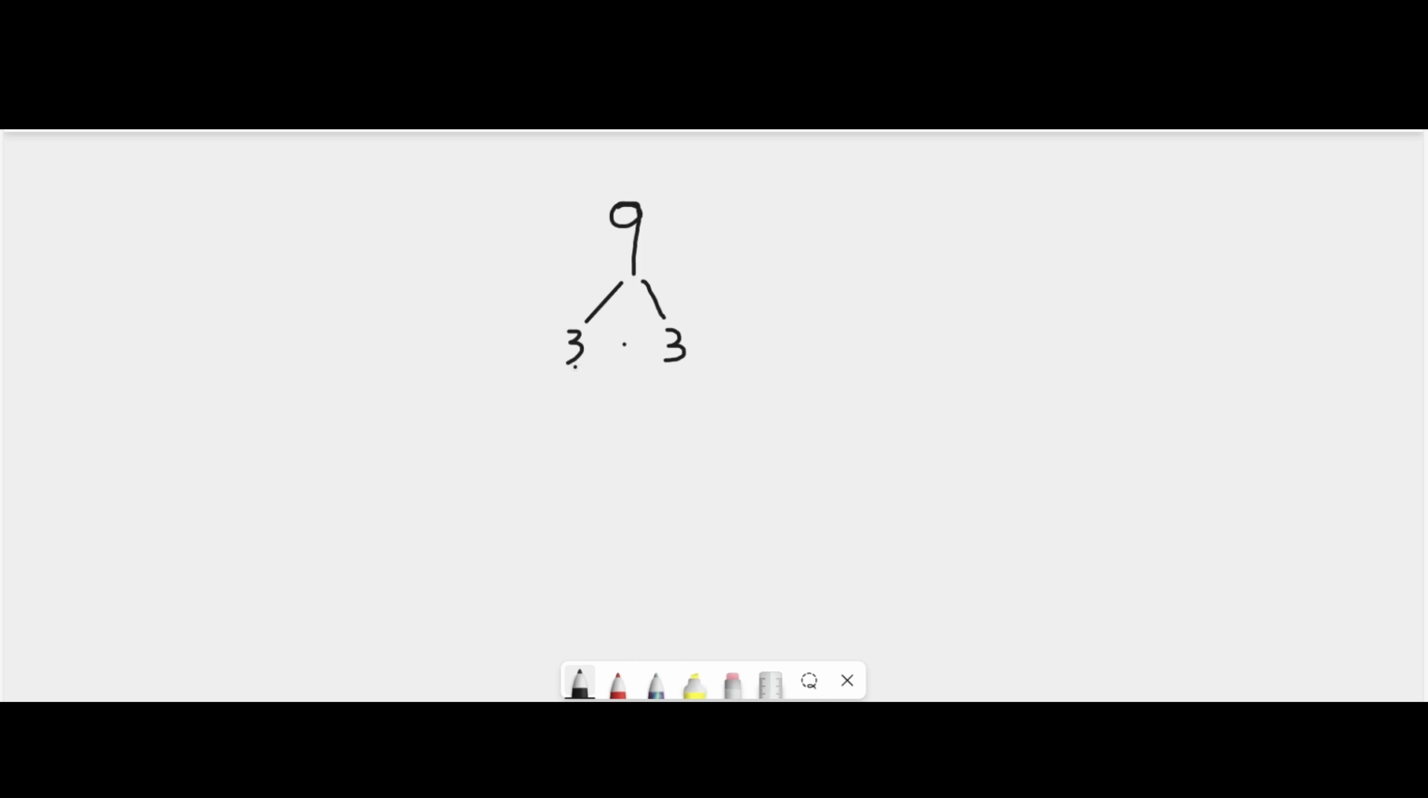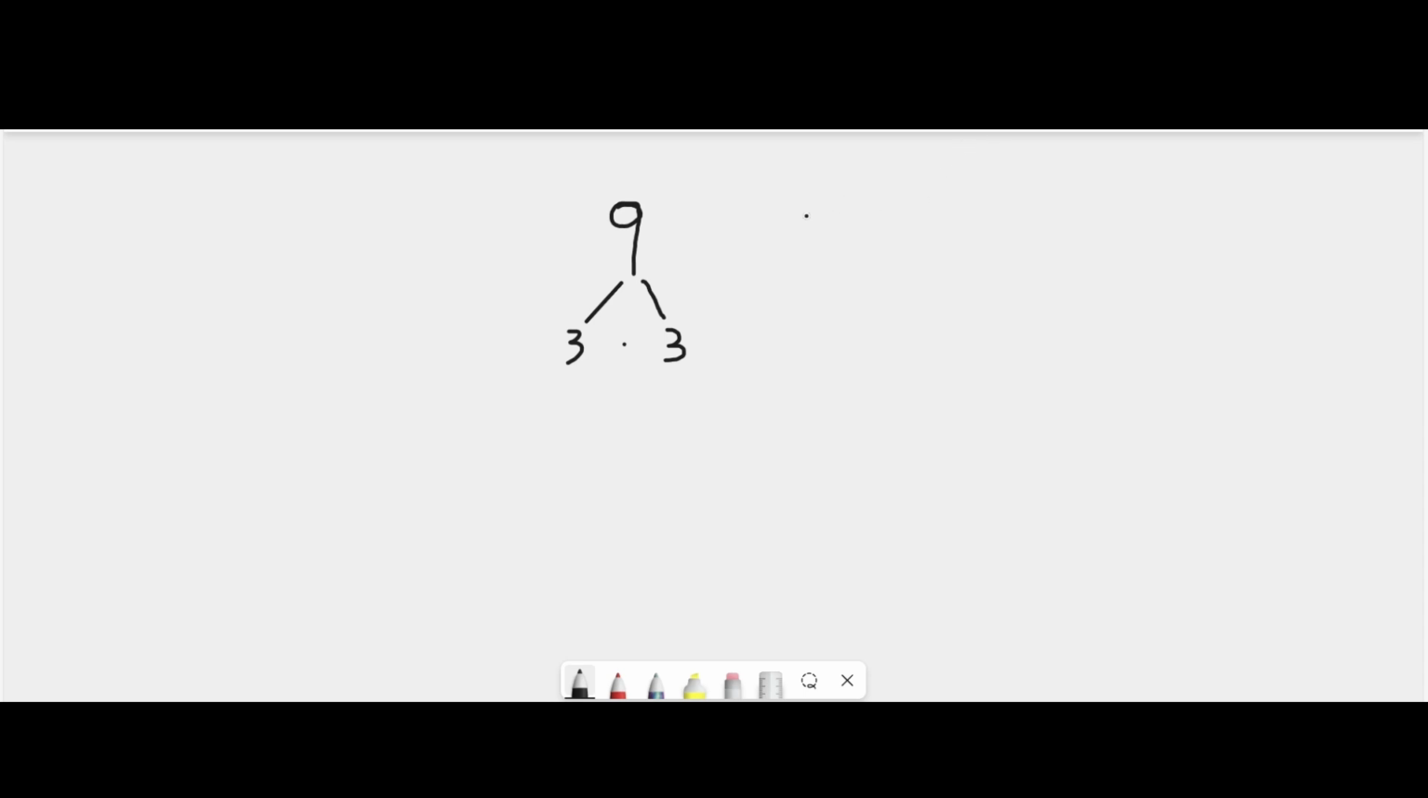3 cannot be broken down, because if you try to break it down, let's just try this. We get 1 and we get 3. I mean, we just kept the same number. So we can't break 3 down anymore. So that's going to stay. This is the same 3. You can't break it down anymore. So 9 broken down is 3 times 3.